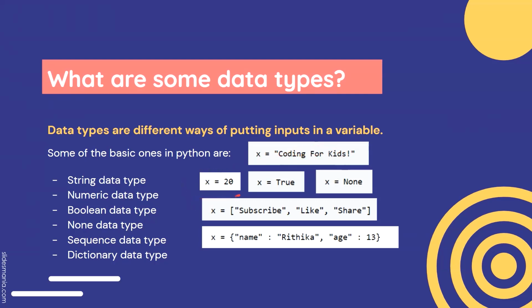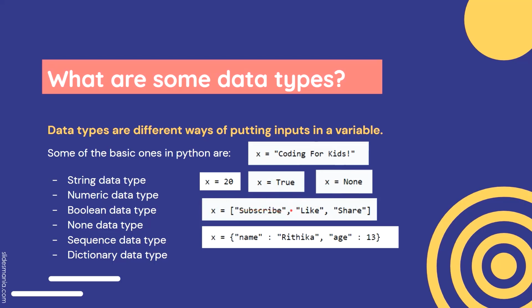Then you have the numeric data type, which is just numbers. When you're assigning a number to your variable, this is a numeric data type. Then you have a Boolean data type, and the only two values you can put in a Boolean data type are True and False. You can't put anything else in your variable except True or False. Then you have the None data type, and that's just None; that's the value you're putting in. You can't put anything else. If you're using the None data type, you just put None. Then we have a sequence data type. If you have multiple values you want to put inside, this would be a sequence.